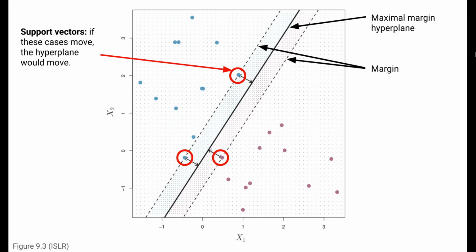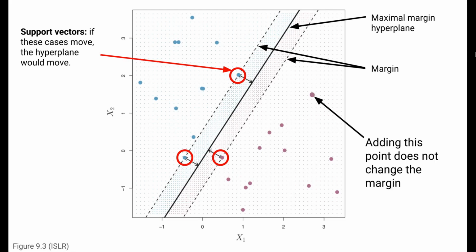It's only these cases that end up affecting how we draw that maximal margin hyperplane and none others. So for example, adding this purple point does not change the margin at all because it's not one of the ones that determines the smallest distance, the smallest of the smallest distances from cases to that maximal margin hyperplane.